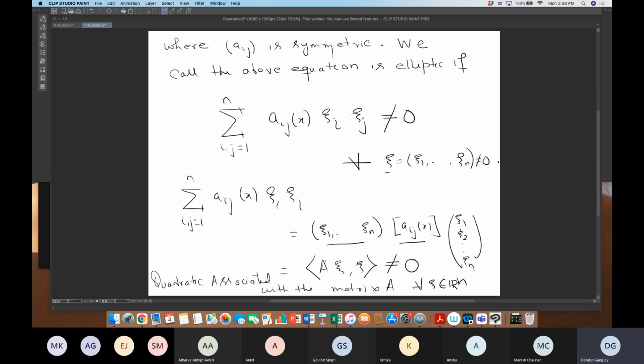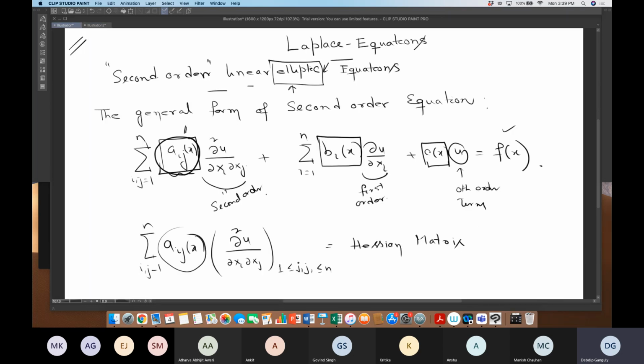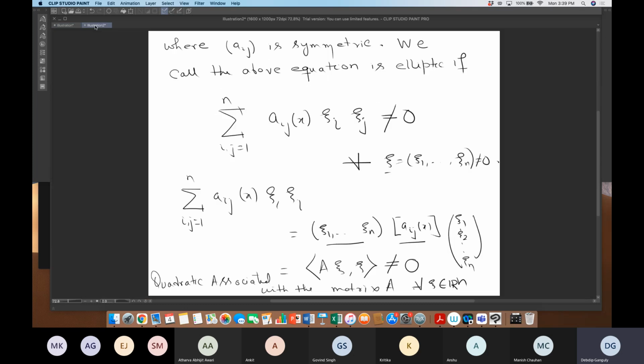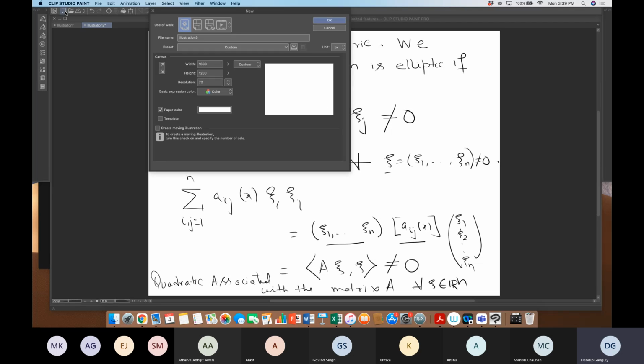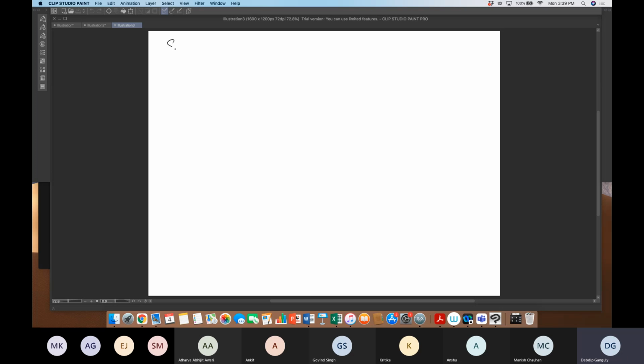So this is the quadratic form associated with the matrix A, and if it is not equal to 0, then the second order equation is said to be elliptic. Now let us see what this means in terms of the eigenvalues. Since it is a symmetric matrix, we can talk about the real eigenvalues.